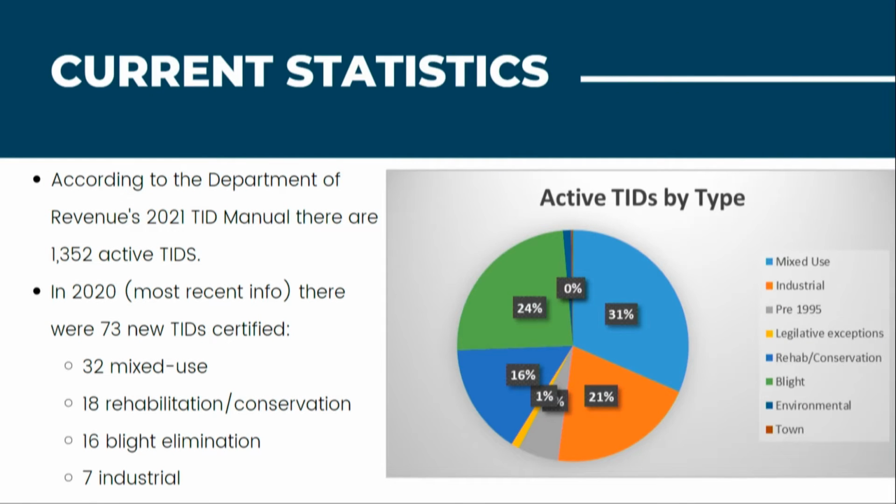Current statistics: I thought I'd run a couple statistics by you from the DOR. This comes from the 2021 TID manual. According to that, there are currently 1,352 active TIDs in the state of Wisconsin. In 2020, the most recent data, there were 73 new TIDs certified. Of those 73, 32 were mixed use, and those are the two that we'll be talking about at our next meeting, the proposed TIDs 11 and 12. There were 18 rehabilitation and conservation TIDs, 16 blight elimination TIDs, and 7 industrial TIDs. I was actually a little surprised at the low number of industrial TIDs from that.